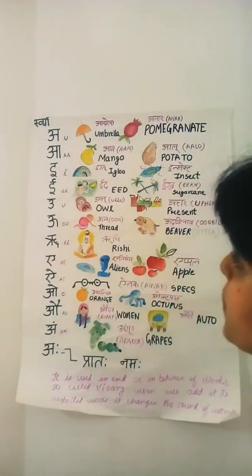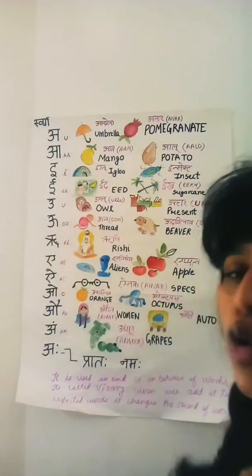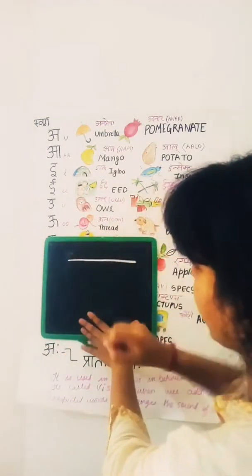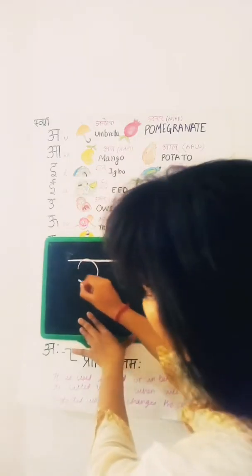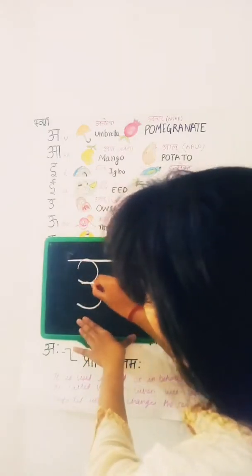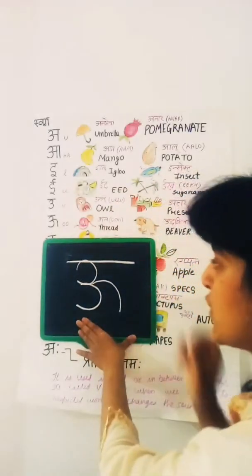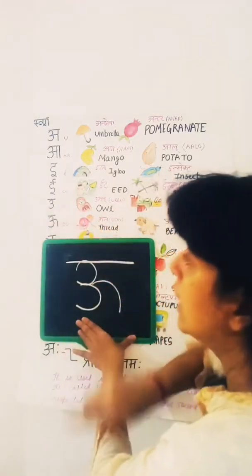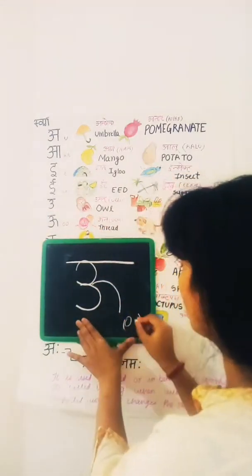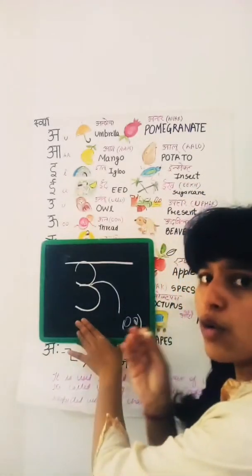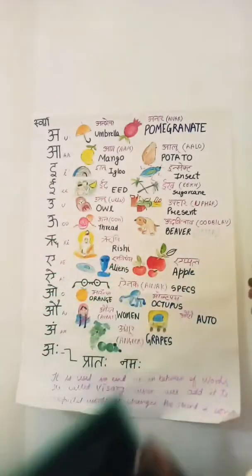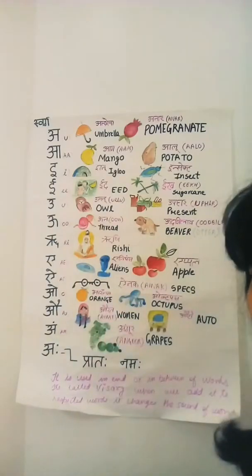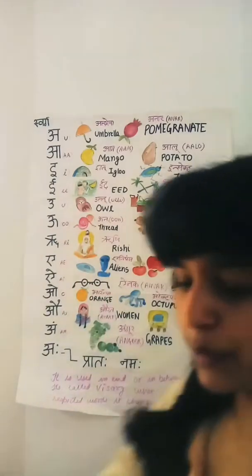Beaver. Okay. Now, how do we write Oo? First, we make a horizontal line, we make a half circle, then we make another half circle, and then a small arc like this. So when we add this small arc on Oo, it becomes Oo. Oo for Oon. Oo for Udbilaf. Right? So let's start with the next letter.